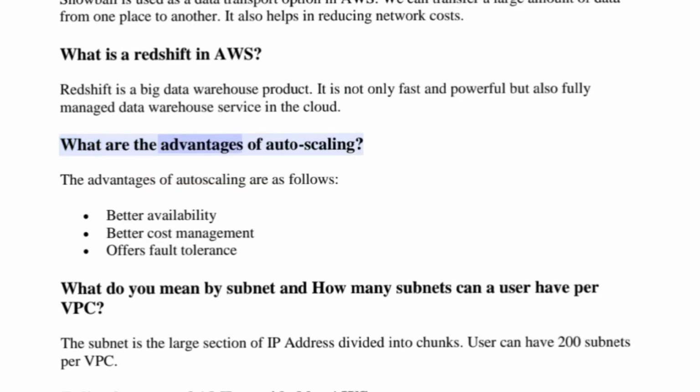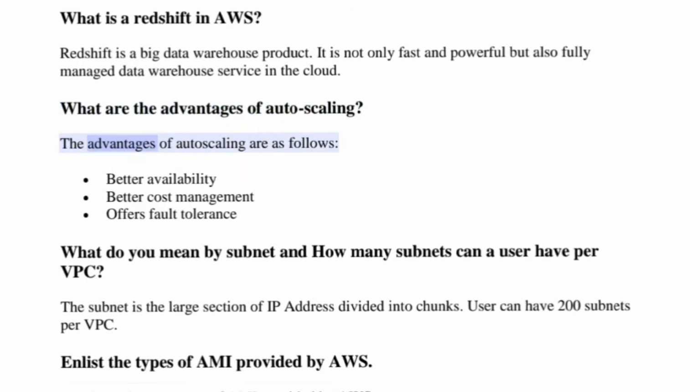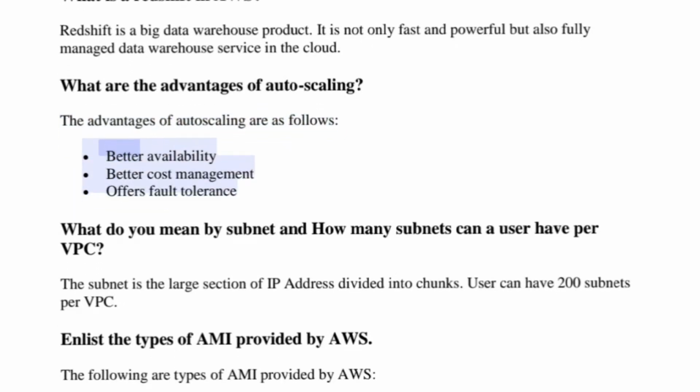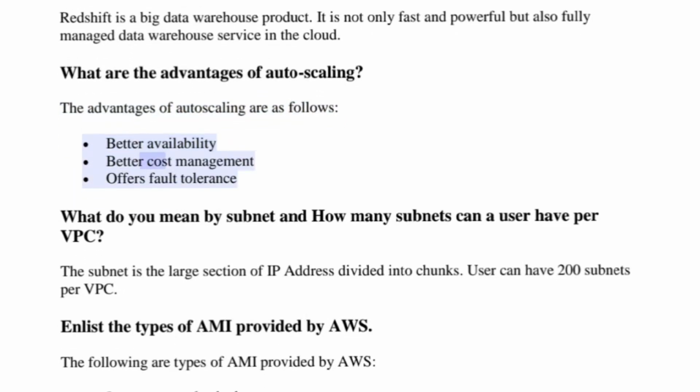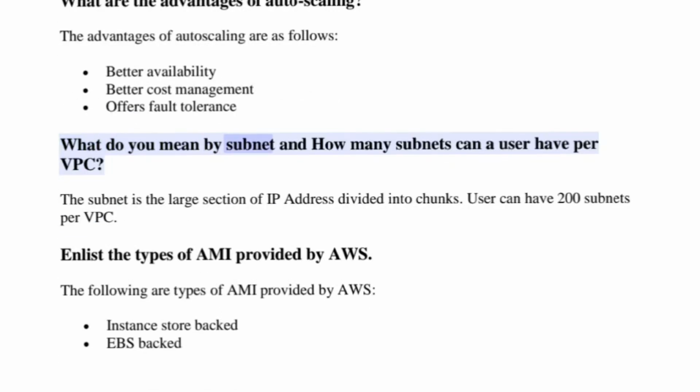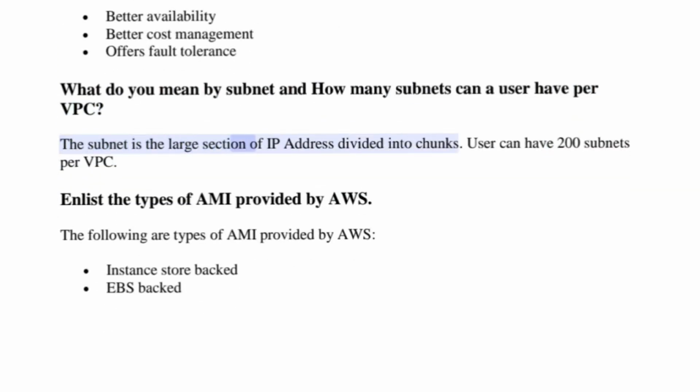What are the advantages of autoscaling? The advantages of autoscaling are as follows. Better availability, better cost management, offers fault tolerance. What do you mean by subnet, and how many subnets can a user have per VPC? The subnet is the large section of IP address divided into chunks. A user can have 200 subnets per VPC.